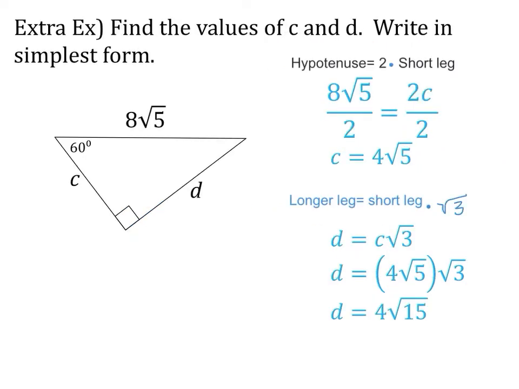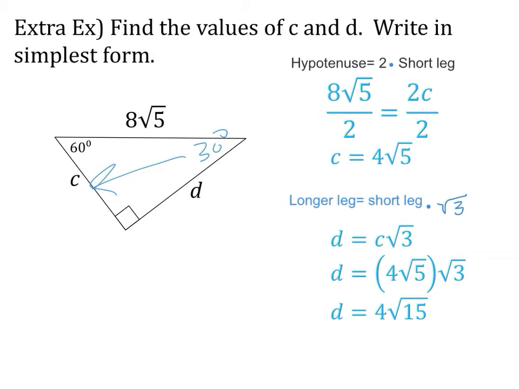All right, here's an extra example where you can find the value of c and d. Always write in simplest form. So again, the same formulas. It's going to be important that you always identify your shortest side length by looking for the smallest angle. Our smallest angle is not labeled, but I have the label of 60 degrees and the right angle, so this must be my 30-degree angle. So there's my shortest side. So use your two special formulas and substitute and solve for the unknown.